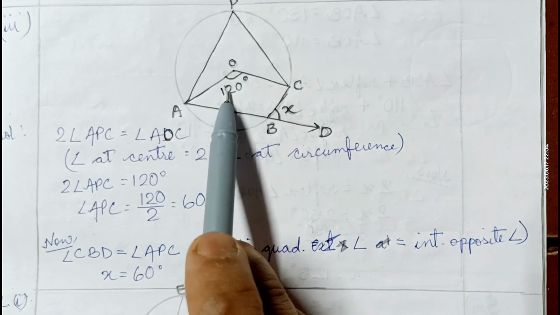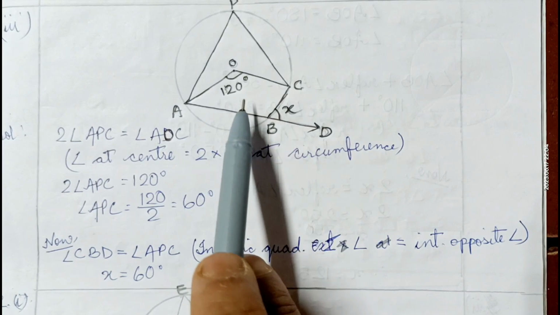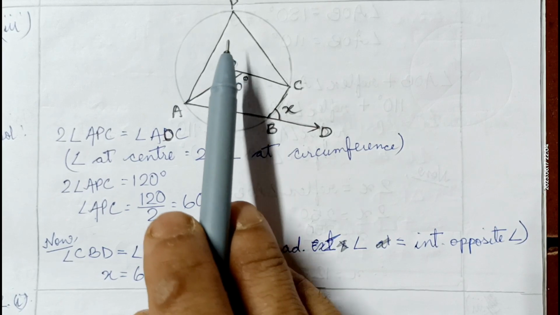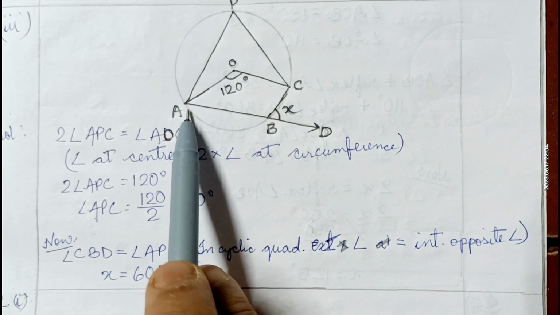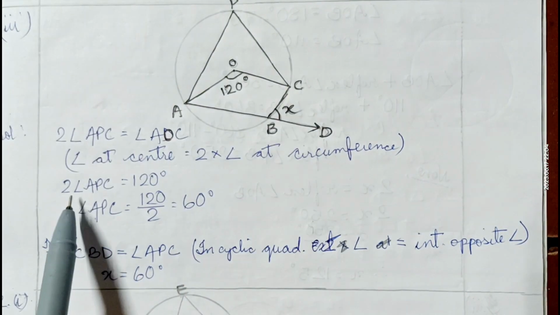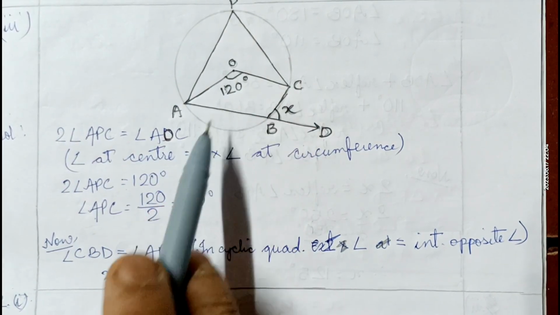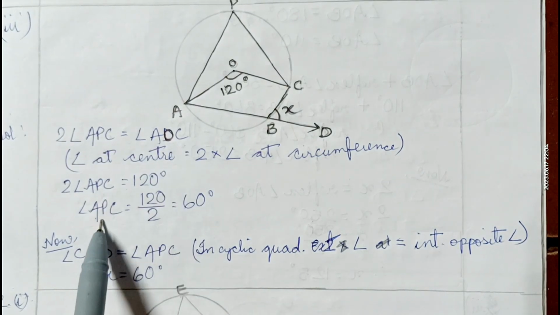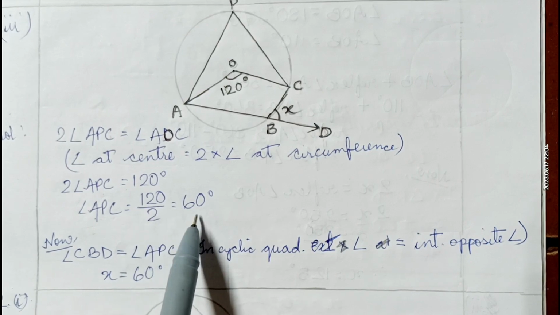Third part of question number 1, it is given that angle AOC, angle at the center, is 120 degree. And we have to find this exterior angle x. We know angle at center is twice the angle at any point in the remaining part of the circumference. So here twice angle APC equal to angle AOC. Therefore twice angle APC equals to AOC, which is given in the question as 120 degree. So instead of angle AOC we can write 120. So angle APC is 120 divided by 2, which will give 60 degree.